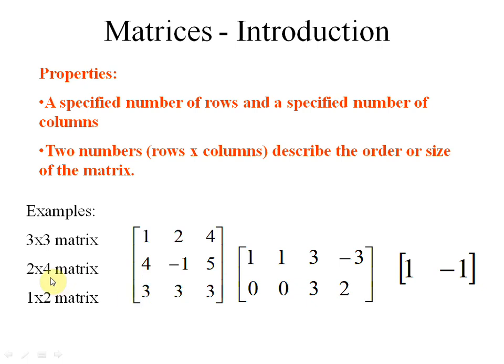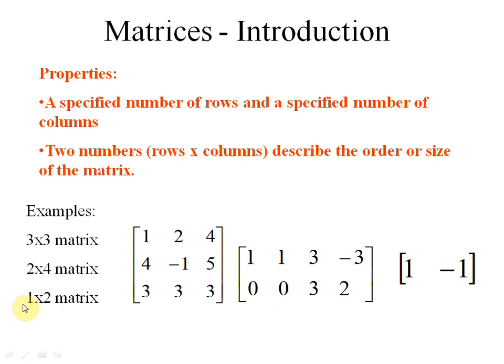In the second matrix, the order is 2 by 4. 2 by 4 means we have 2 rows. In the first row, 1 1 3 minus 3, and in the second row, 0 0 3 2. And we have 4 columns, from above to below: 1 0 is the first column, 1 0 the second column, 3 3 the third column, minus 3 2 the fourth column.